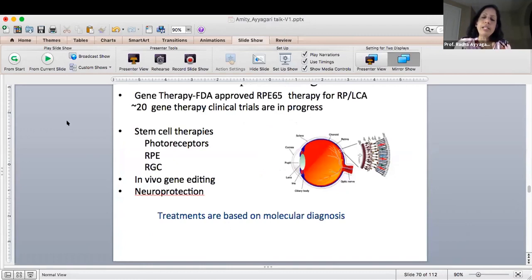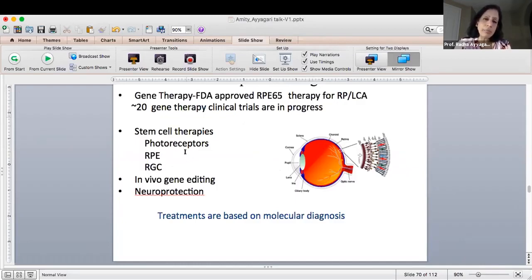For retinal diseases, there is a gene therapy already available for one of them, RPE65. Mutations in this gene lead to severe retinal degeneration, and there is an FDA-approved gene therapy available for this. And there are 20 other therapies in progress.